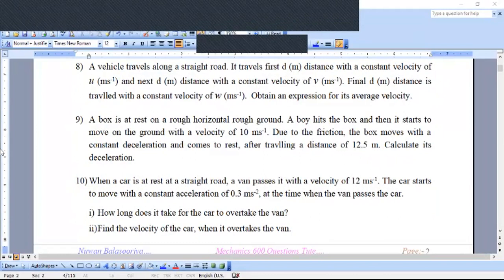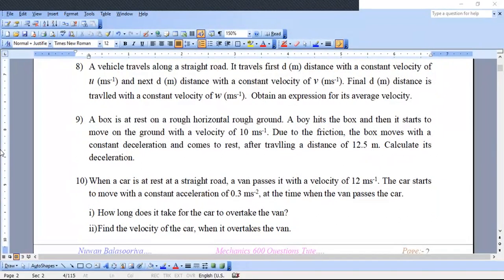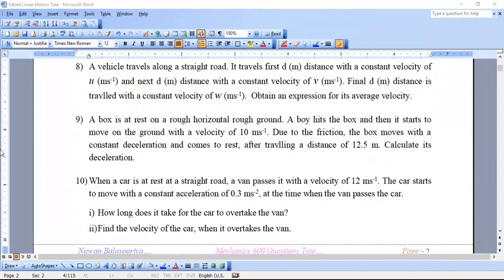A vehicle travels along a straight road. It travels first d-meter distance with a constant velocity of u meters per second and next d-meter distance with a constant velocity of v meters per second. Final d-meter distance is traveled with a constant velocity of w meters per second. Obtain an expression for its average velocity.